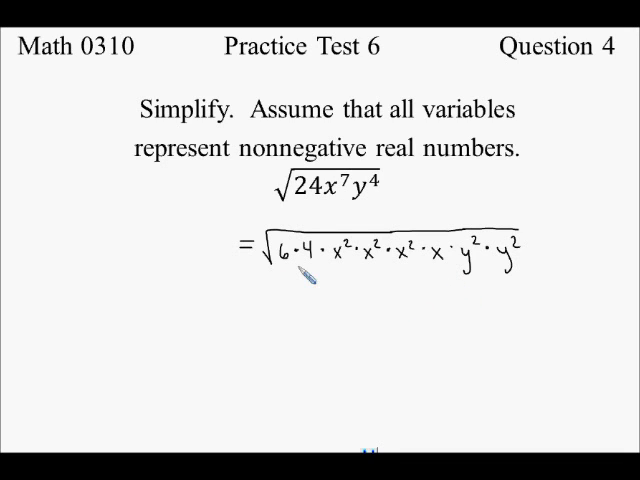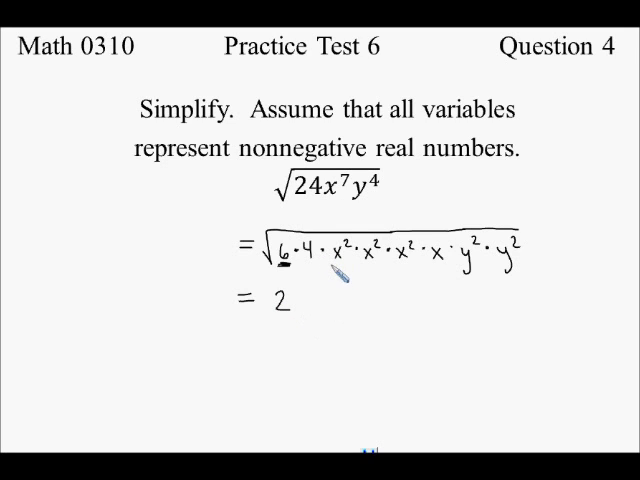Okay, so each of the perfect squares then can simplify outside of the radical as what we know the square root of that to be. So we don't know the square root of 6, so we'll go ahead and leave that underneath there. We do know the square root of 4. The square root of 4 is 2, so we're going to pull a 2 out there.